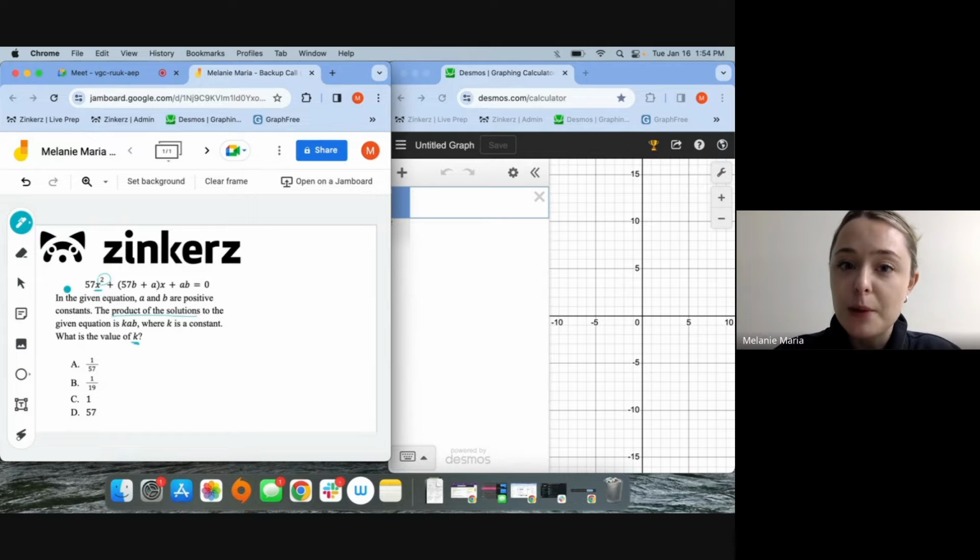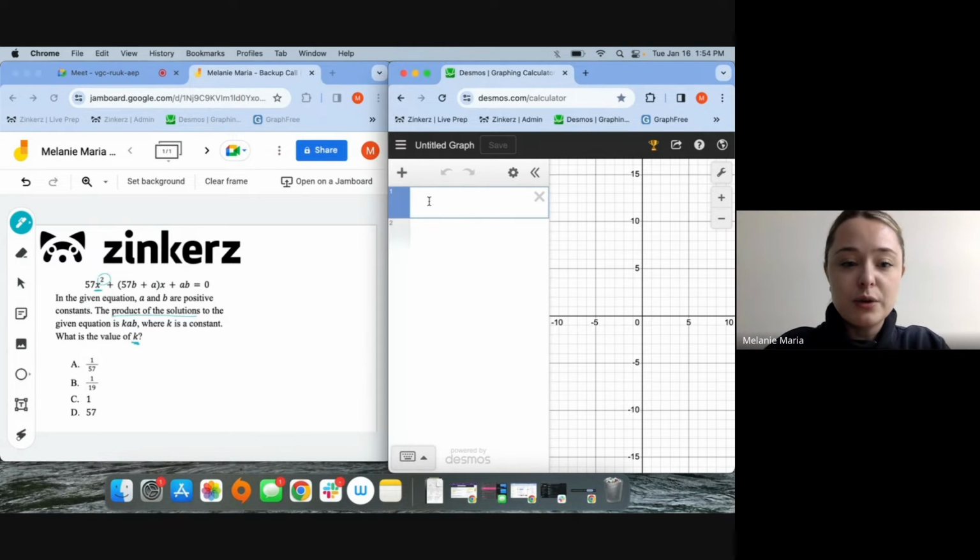If you were to look up some written explanations of how to solve a question like this, they would tell you to do some kind of fancy factoring technique and then multiply those two solutions together and pull out that value of k. I think, given that we have all of these digital resources, Desmos, at our fingertips during the SAT, to save some time, we should use it. So let's jump into how I would solve this using Desmos.